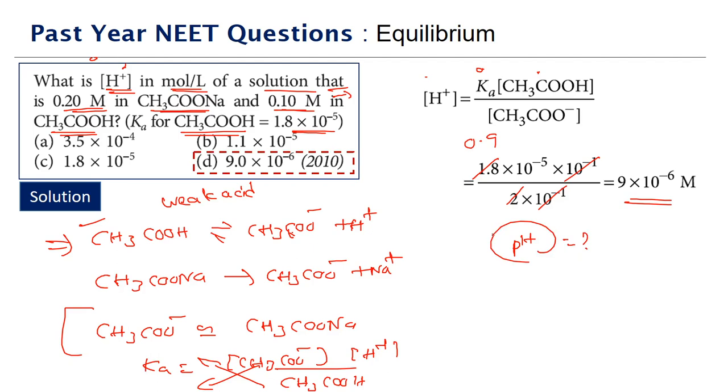So what are we doing? Basically, this is a weak acid with a salt of weak acid with strong base. This is a buffer. In fact, if you recall, from here only we will get the formula for the pH of a buffer solution. That will be coming from this relation only.